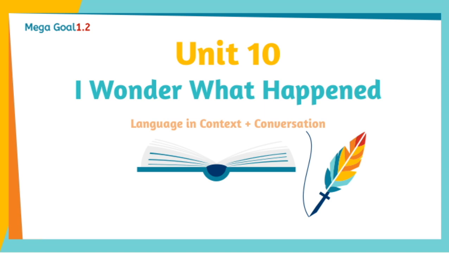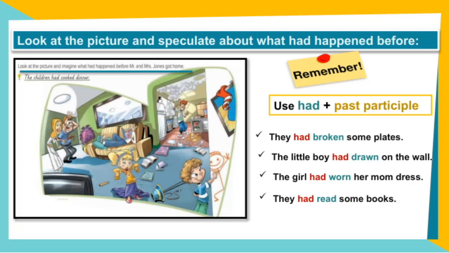Let's get started. So looking at this slide, we see that they had read some books. This suggests that before the events we're about to imagine, they had spent some time reading, maybe exploring stories or learning new things. The girl had worn her mom's dress, which makes me think she might have been playing dress-up or pretending to be someone else, a fun, imaginative moment.